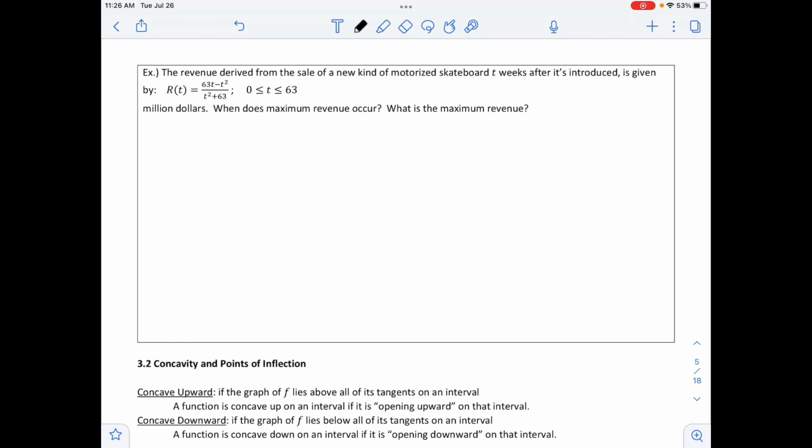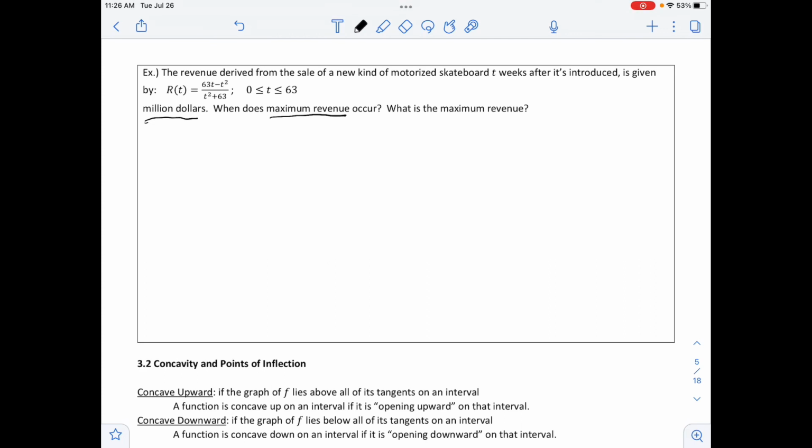So the first thing to note is that we're dealing with millions of dollars here, and it's asking about maximizing our revenue and what that maximum revenue is. So since we have a revenue function that is given, to find that max revenue, we need to first take a derivative, set it equal to 0, and then determine what the critical values are, and then see if they're where that maximum would occur. So the first thing to note is that we are given an interval between 0 and 63, so it's not dealing with all real numbers. And so keeping that in mind for t.